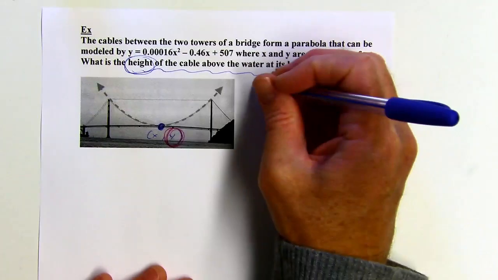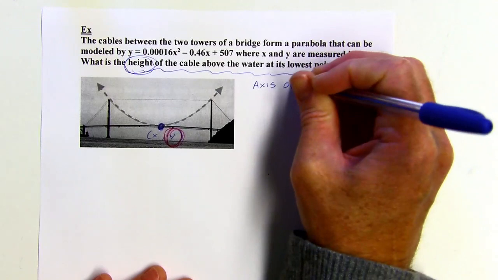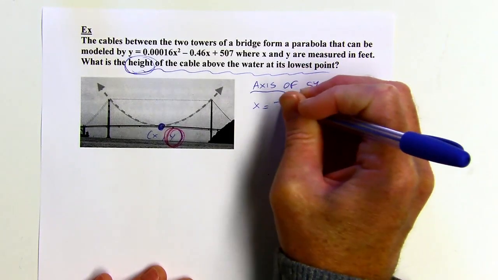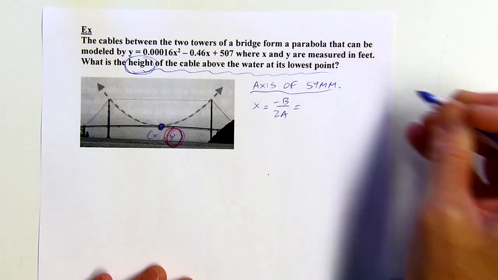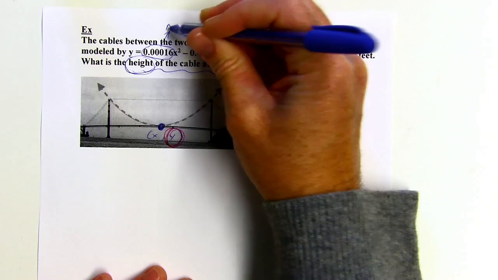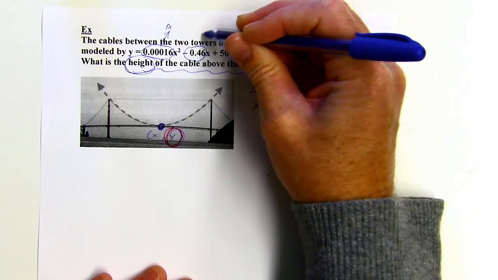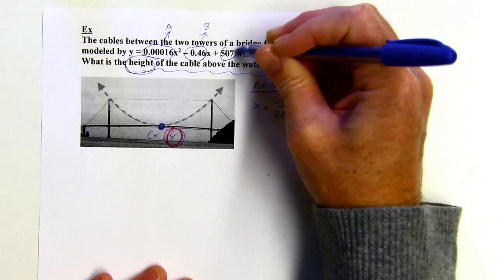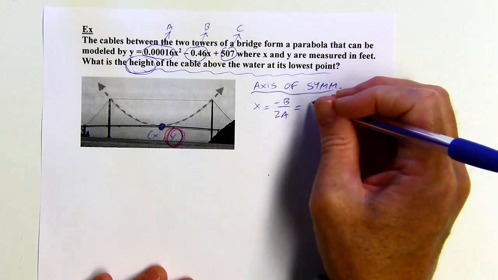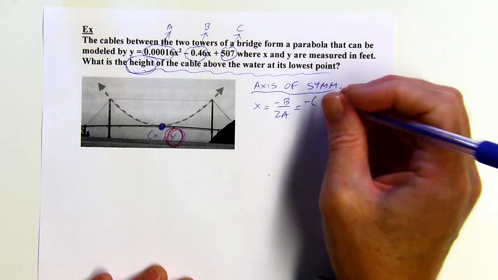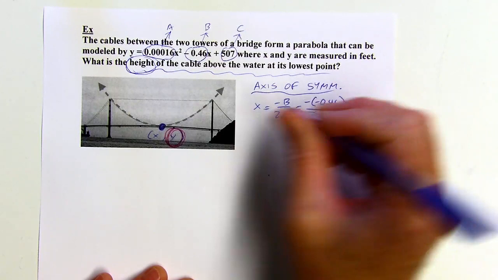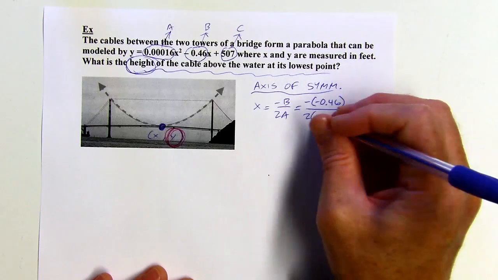And we can do that using the axis of symmetry formula, which is x equals -b over 2a. If you look at this problem, the a is going to be this decimal here. B is going to be -0.46, the negative is part of it, and then the c is the 507. So in this formula, we want the opposite of the b, that's negative 0.46. And then we've got 2 times a, and a is 0.00016.